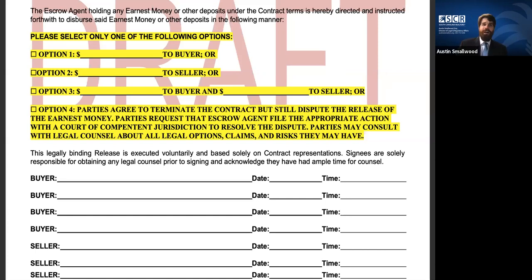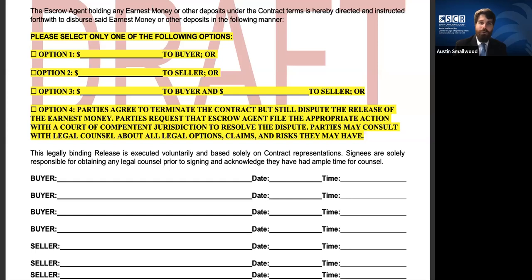So you will have four options for what to do with the earnest money. The first option is, hey, we're going to say $1,000 of earnest money, $1,000 to the buyer. Option two would be the $1,000 is going to the seller. Option three would be we're going to do some sort of split, so maybe 500 to buyer, 500 to seller, 750 to buyer, 250 to seller, whatever the parties agree to. Those are pretty common. You've probably been doing some combination of those three in your current practice.